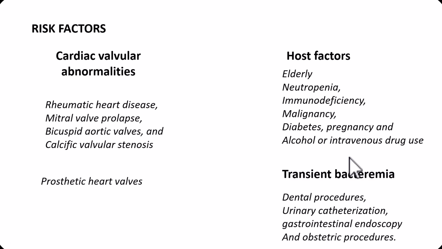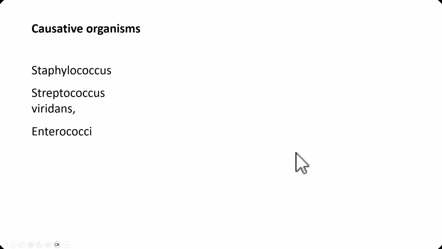Transient bacteremia is the most important feature for the development of infective endocarditis because we need to have bacteria in circulation for them to go and get attached onto the valves, right? And what are the situations where transient bacteremia can occur? It could be as simple as dental procedures. It could be due to urinary catheterization, gastrointestinal endoscopies, and various obstetric procedures. Many such conditions can result in transient bacteremia, which are predisposing factors for infective endocarditis. Three important causative organisms you need to remember.